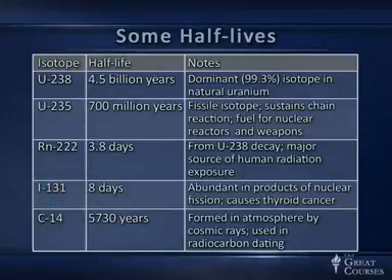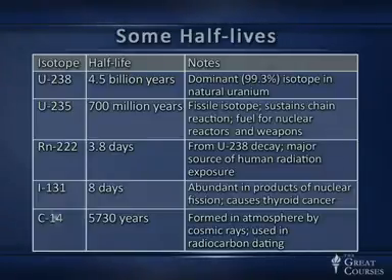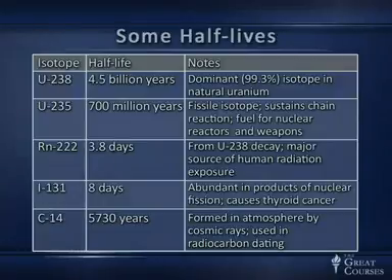Iodine-131, you probably heard a lot about that in connection with nuclear accidents, particularly at Fukushima. That's an iodine isotope, and so it collects in your thyroid gland. It causes thyroid cancer. It's abundant in products of nuclear fission, so it's abundant at nuclear accidents and has a half-life of 8 days. Carbon-14, about 5,700 years. It's formed in the atmosphere by cosmic rays, and as we'll see in a moment, it's used in radiocarbon dating.